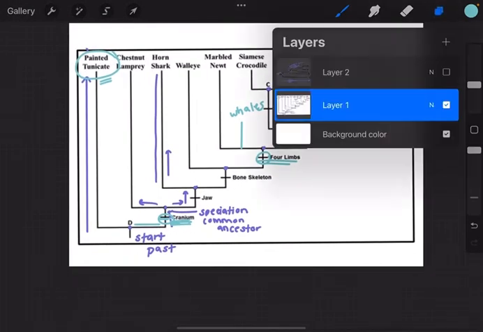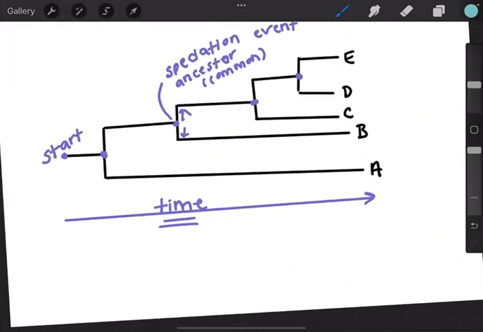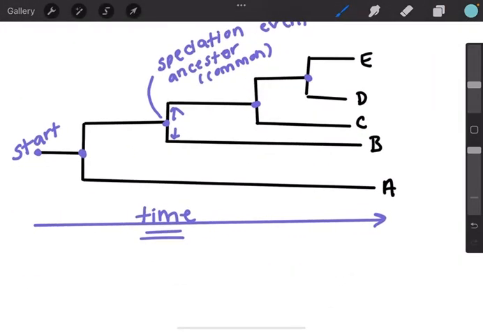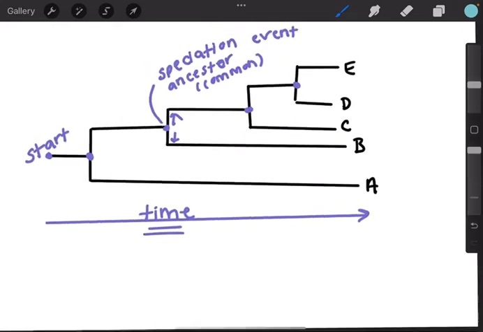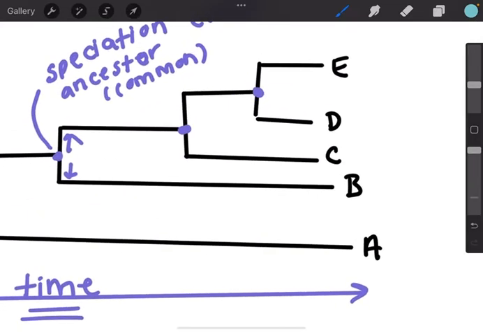So how do we determine relatedness in a phylogeny? If we're looking at a phylogeny, we have all these nodes, and we know where the common ancestors are. Now that we know that they have a common ancestor, anything with a common ancestor is going to be related. So every single species, A through E, are related to some degree, but they are not related to the same degree. If we look at E and D, they have a common ancestor that's very recent.